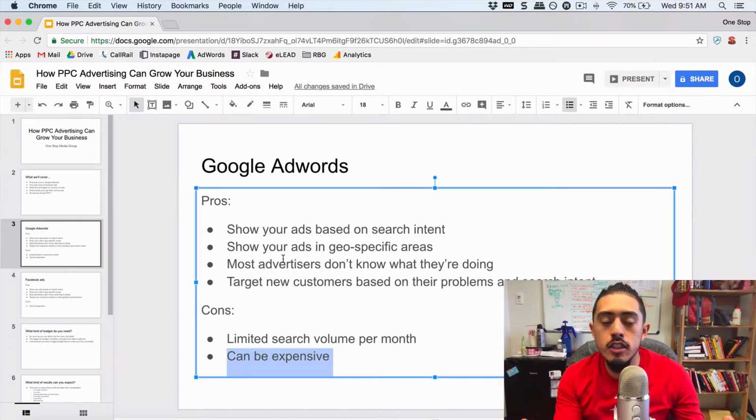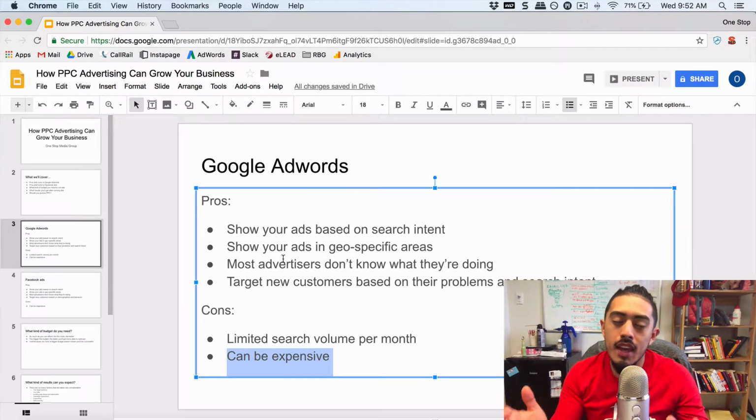But you know, in some industries it might cost $1 to $3 per click. And there are other industries, like let's say the legal area, personal injury or divorce lawyers, that might cost anywhere between $7 to $20 per click. So depending on what industry you're in, depending on the volume, depending on the size of your business and the budget that you have, it can be very expensive to run Google AdWords.